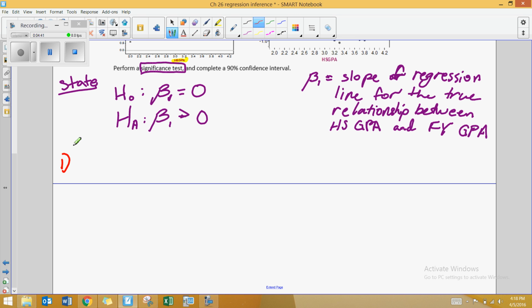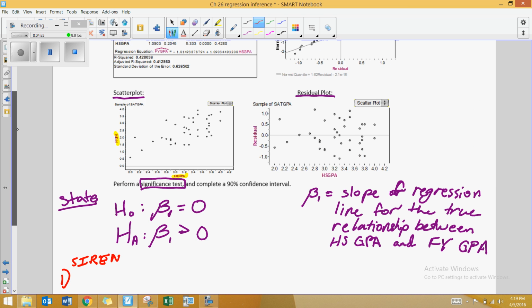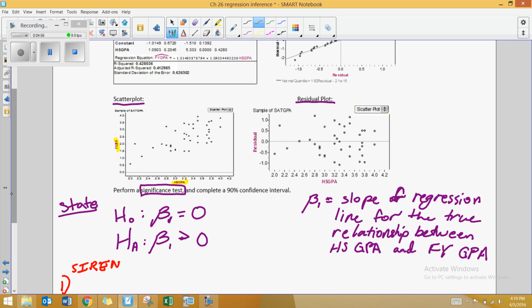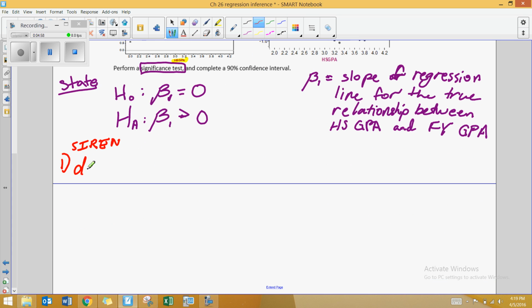But since this is our first problem with those conditions, let's see what they look like. First, again, the acronym is SIREN. Okay, so straight, that's the S. So let's look at the regular data. Data is approximately straight.